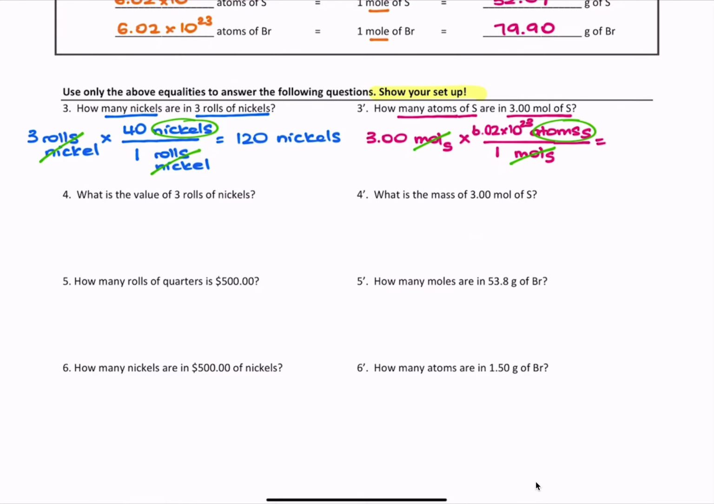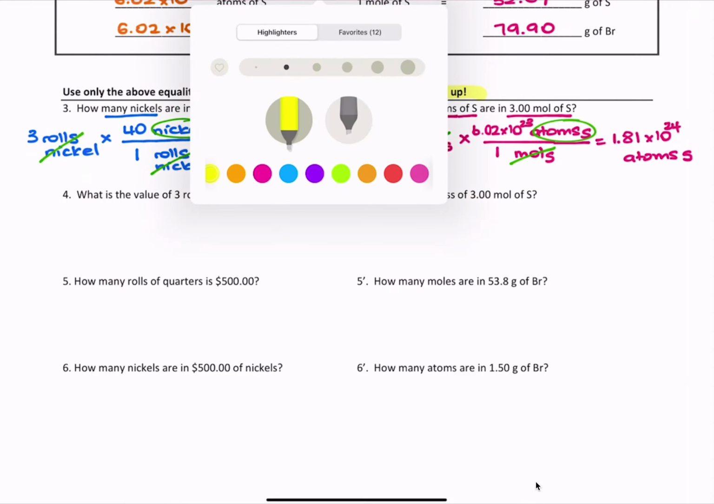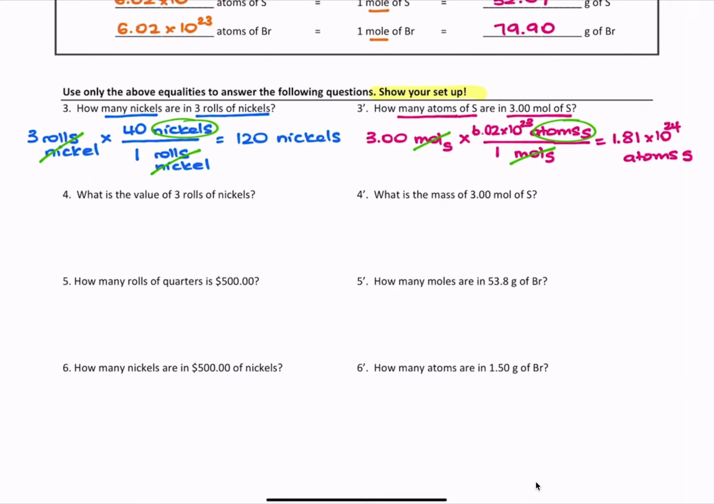Therefore, 3 mole of sulfur contains 1.81 times 10 to the 24 atoms of sulfur. Notice your sig figs here. 3 sig figs, 3 sig figs. My answer is given to 3 sig figs. Let's keep going and do problem 4 now.